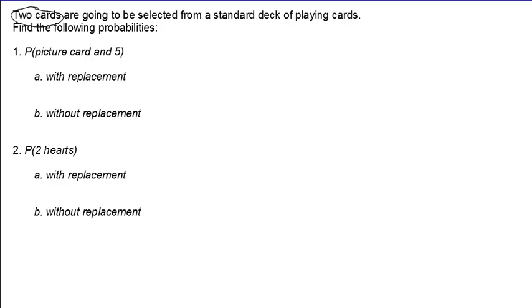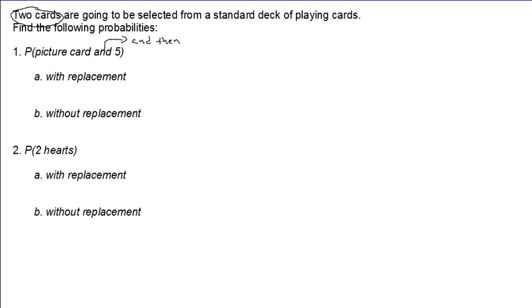This is not the same as the AND from section 11.1, where it was the probability of two things happening at the same time in one draw. So I'm drawing two cards, and I'm going to select them from the standard deck of playing cards. So the first thing I want to do is find the probability of a picture card and a 5. Now, this AND, because it's two or more events, has the implication of and then. So there is an order to these events.